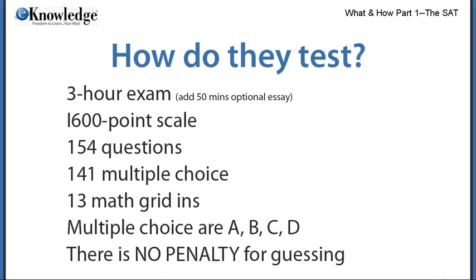Of those, 141 of them are multiple choice, and you choose between A, B, C, and D. They dropped the 5th choice, the E choice that they used to have. And 13 of those questions are what they call grid-ins, and those appear on the math section only. They're also called student-produced responses.